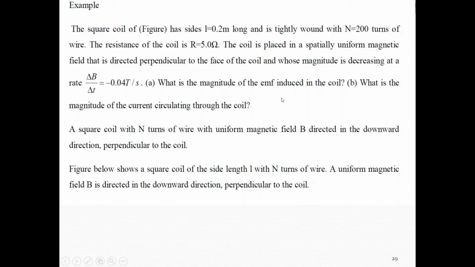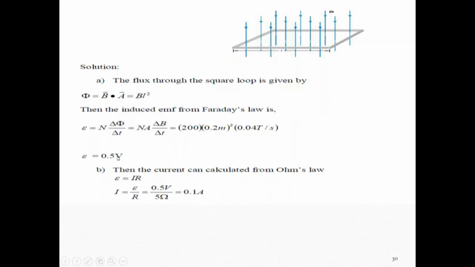Okay, so the second one is, what is the magnitude of the current circulating through the coil? In order to find the current, we already have the EMF value. There is also resistance, so it's possible to apply Ohm's law, where the EMF is equal to I times R. I is equal to the EMF value divided by resistance, which is 0.5 divided by 5 ohm, which is approximately 0.1 ampere. That will be the answer.